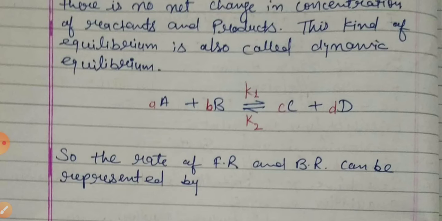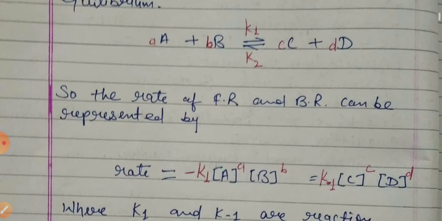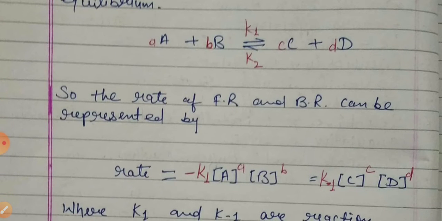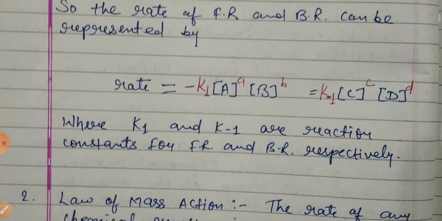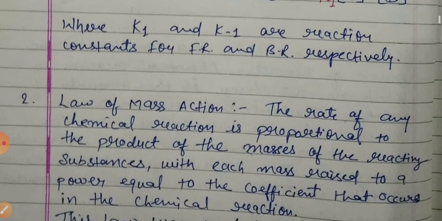So the rate of reaction for forward reaction and backward reaction can be represented as: rate of disappearance of reactant, minus d[A]/dt, equals K1 times the concentration of A and the concentration of B with their powers a and b. And for the backward reaction, equals K minus 1 times the concentration of products, where K1 and K minus 1 are the reaction constants for the forward and backward reaction. The next topic is the law of mass action.